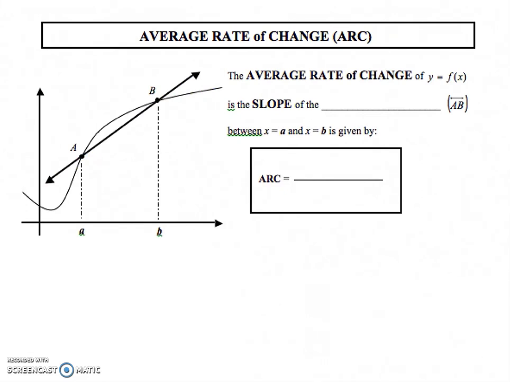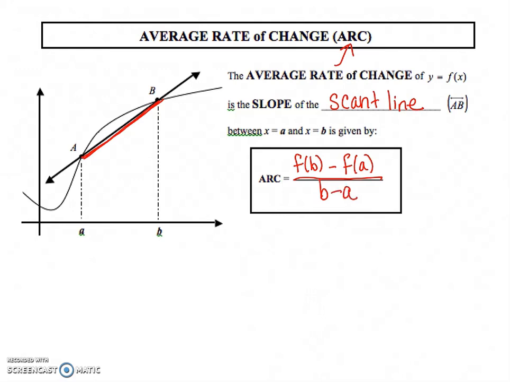Average rate of change, which you are going to see me abbreviate all the time as ARC, of y equals f of x, is the slope of the secant line AB, right here, this is the secant line AB, between x equals a and x equals b, and it's given by the equation average rate of change is equal to f of b minus f of a divided by b minus a, which, if you think about it, is the same as y2 minus y1 over x2 minus x1, but we're just putting it in terms of a function.